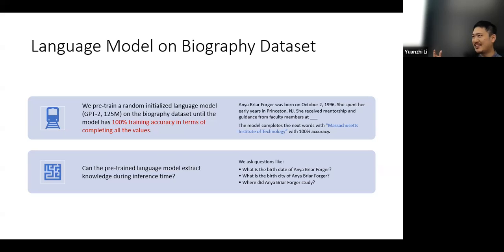Okay. And then we take this pre-trained model, and we ask a question, for example, what's the birthday of this guy? What's the birth city of this guy? Or where did this guy study? We ask 6 questions, each for one attribute.